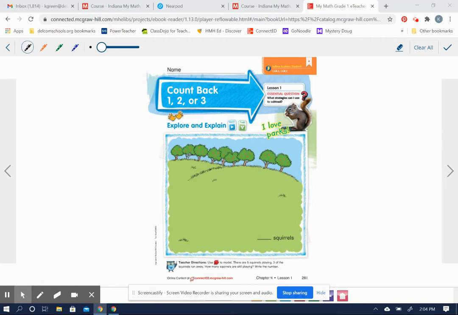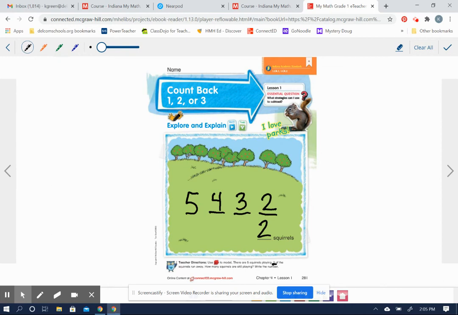So we have a story that says there are 5 squirrels playing. 3 of the squirrels run away. How many squirrels are still left playing? So we're going to put the number 5 in our head because we're going to count backwards from 5. And it says 3 of the squirrels run away, so we need 3 blanks here. That's how many numbers we're going to count backwards. So count backwards from 5, 4, 3, 2. So there were 2 squirrels left after 3 of them ran away, and we started with 5.